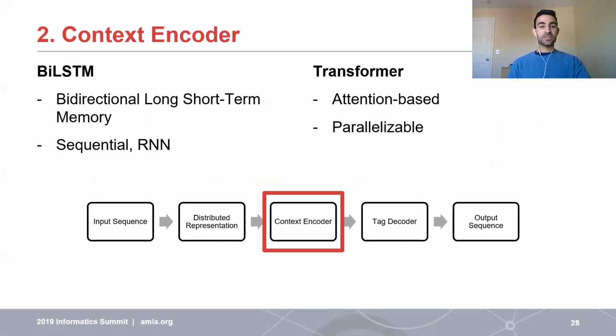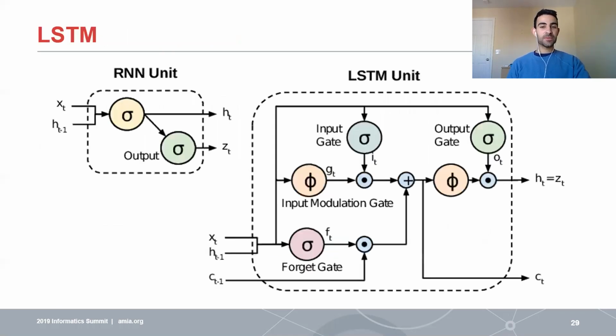The second middle step is context encoding. The context encoder is responsible for capturing and synthesizing the contextual and semantic information contained in the input sequence. Without a context encoder, input tokens would be processed independently of each other. Therefore, context encoding allows tokens to influence how other tokens are processed. We tested two context encoders, BiLSTM and transformers.